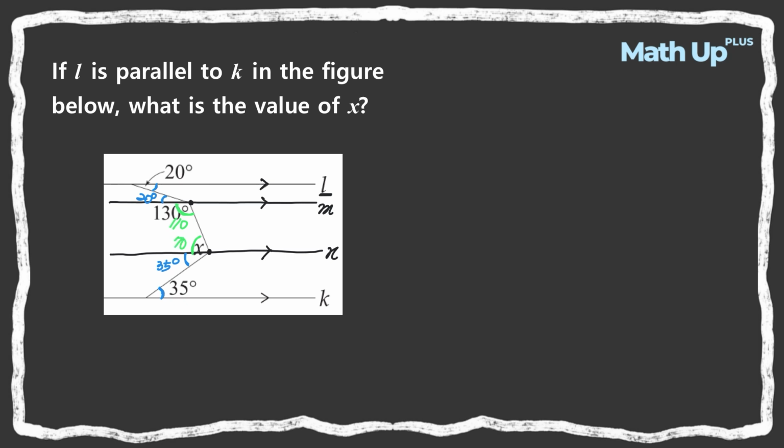So what is the value of X? X here is 70 plus 35. So X is equal to 70 plus 35. So that is equal to 105.